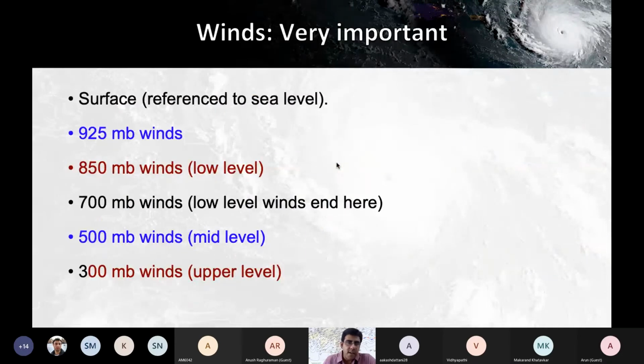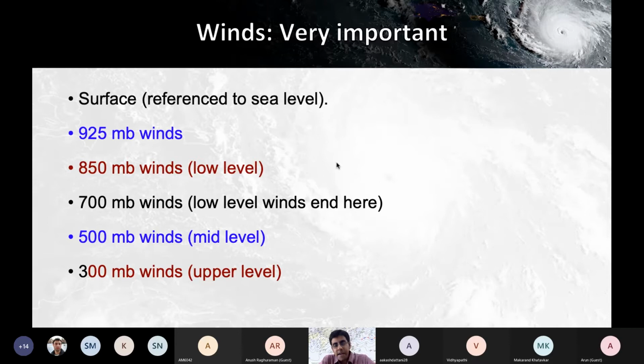All right. So that is what is important. We have not covered winds yet, but those are some important patterns of wind that I wanted to discuss. Now, when you talk about winds, you don't just look at surface winds.